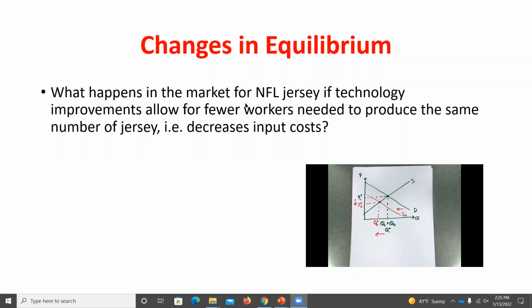I think the next one I have is, what if we saw some technology improvement so that they can produce the same number of jerseys at a lower cost, right? Or essentially some technology improvement that has decreased our input costs, or input prices. So what's that going to do in the market for jerseys? It's going to shift supply. If input prices are lower, I'm going to actually see a supply increase, right?